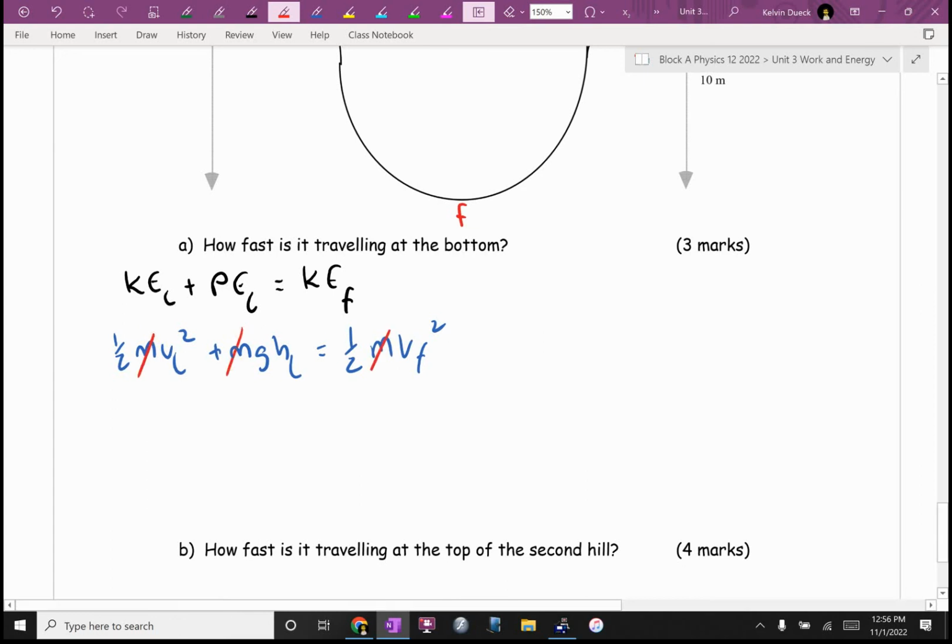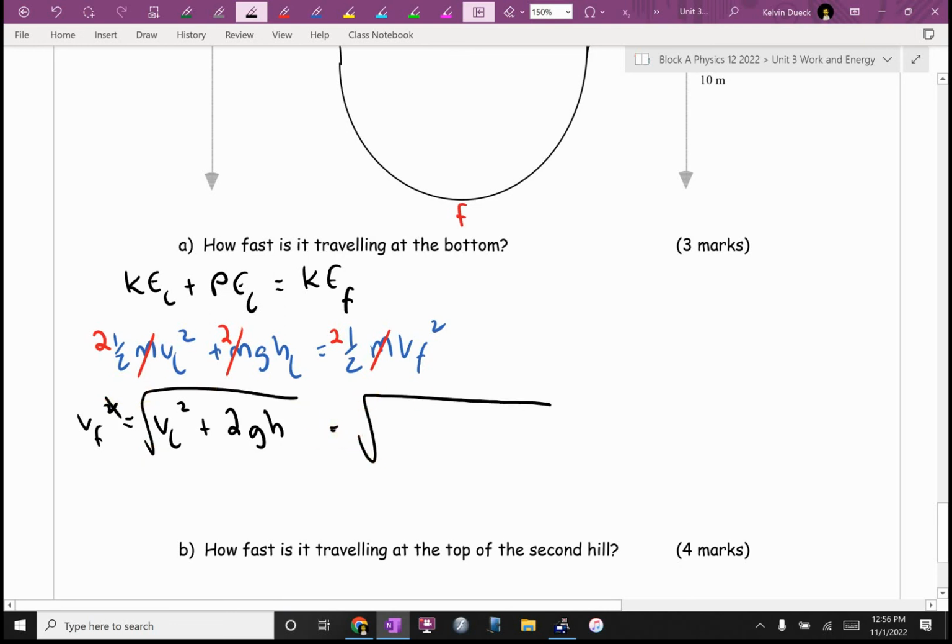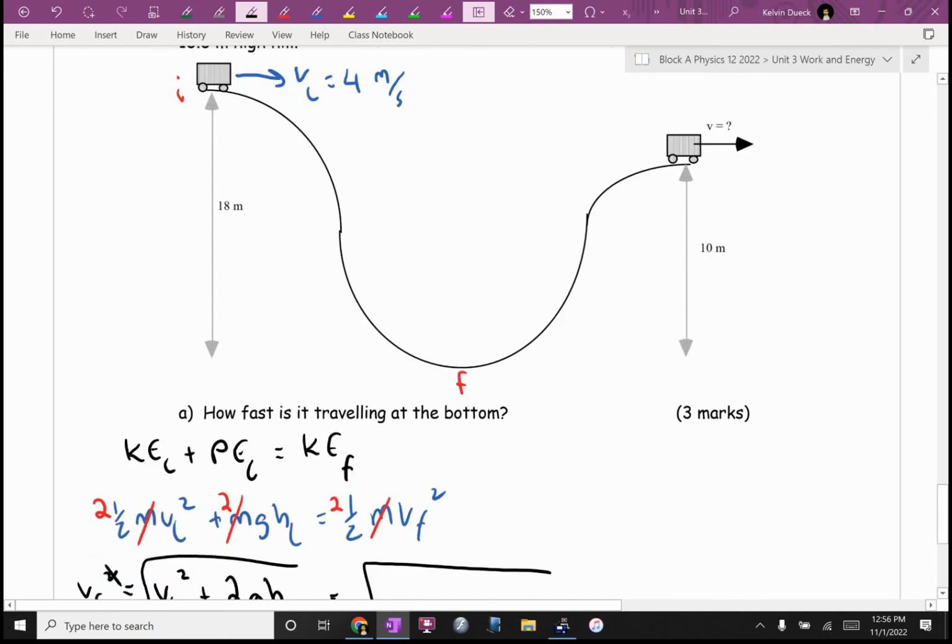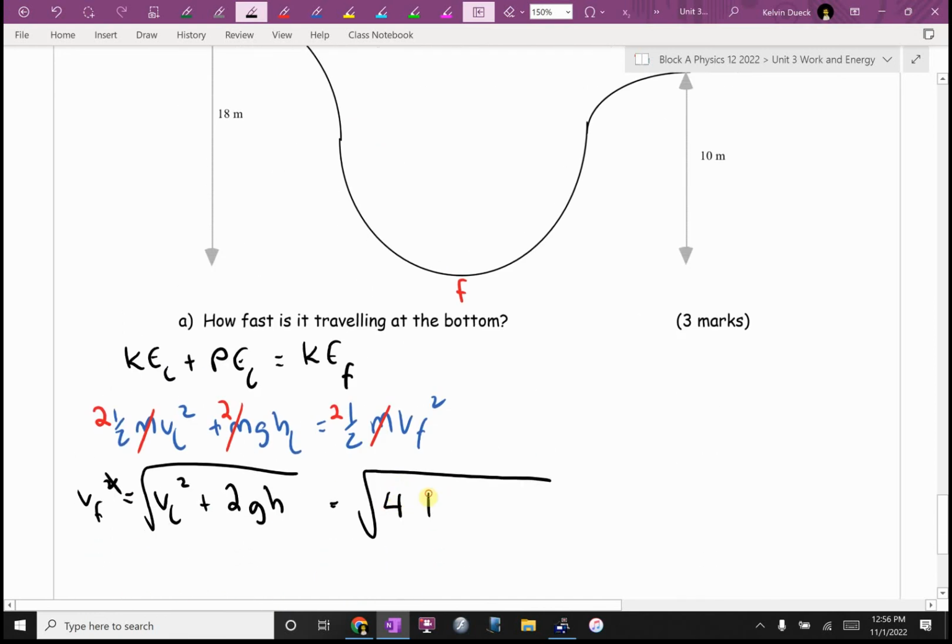And I'm trying to get the v final by itself. I would choose to multiply this by 2, this by 2, and this by 2, because then I get our old friend vi squared plus 2ad, because g is an a and h is a d, equals VF squared. It's VF squared equals VI squared plus 2AD in disguise, square root. How fast were we traveling at the beginning? 4? Yeah, 4 plus 2 times 9.8 times 18.